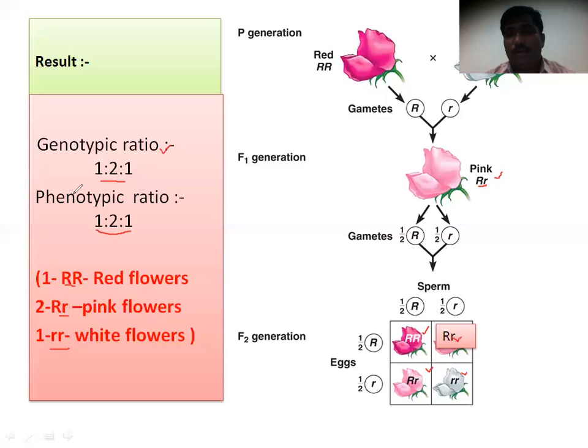So the genotypic and phenotypic ratios are equal in incomplete dominance, or also in codominance; both genotypic and phenotypic ratios are equal. Okay, I think you understand incomplete dominance. The example taken here is the red and white flower of Mirabilis jalapa, also known as the four o'clock plant. The next is codominance.